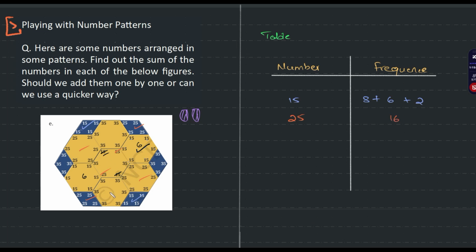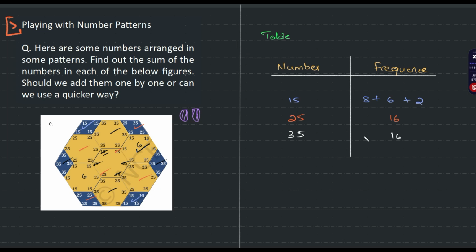Let's look at the other number. So 35, same pattern, 35, 35, same pattern. So the first one was a struggle, but everything else looks easy. And yeah, then we have to do the math. So 15, there are 16 of them.